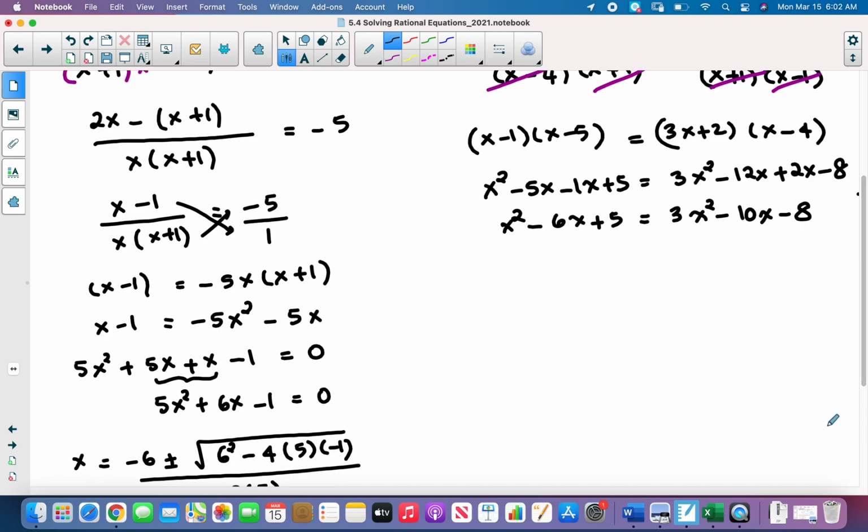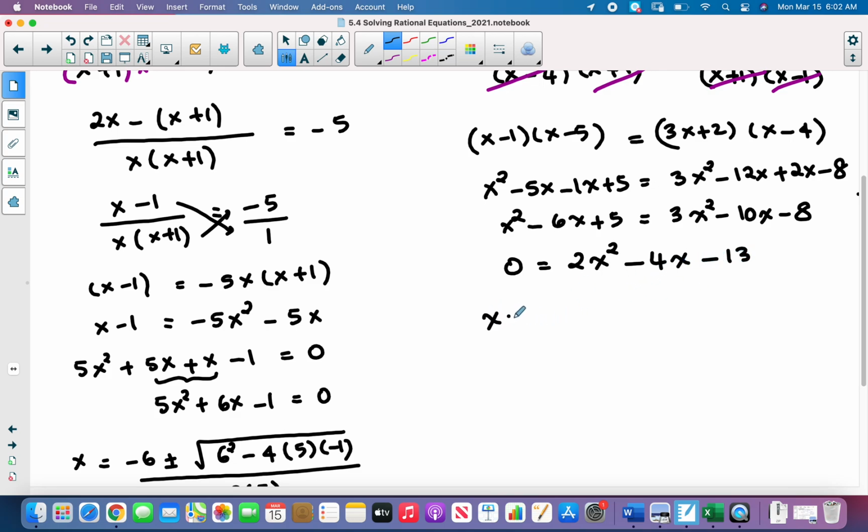We bring all the terms to one side, and we get 0 equals 3x squared minus x squared, which is 2x squared, negative 10x plus 6x, which is negative 4x, negative 8 minus 5, which is negative 13. So here we have a quadratic equation which is not factorable. So we are going to use the quadratic formula.